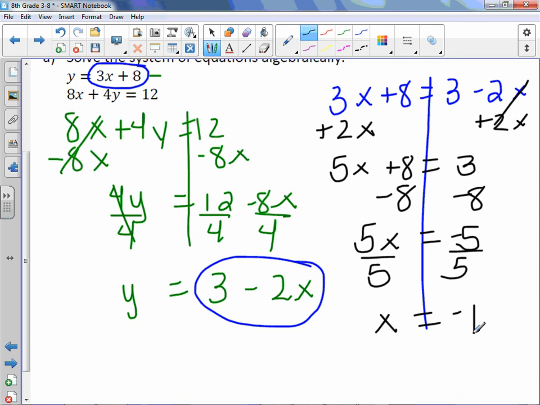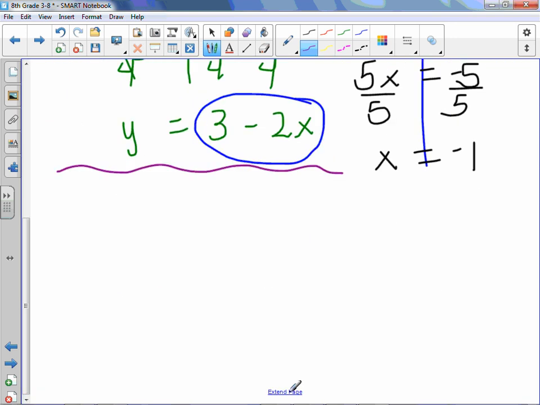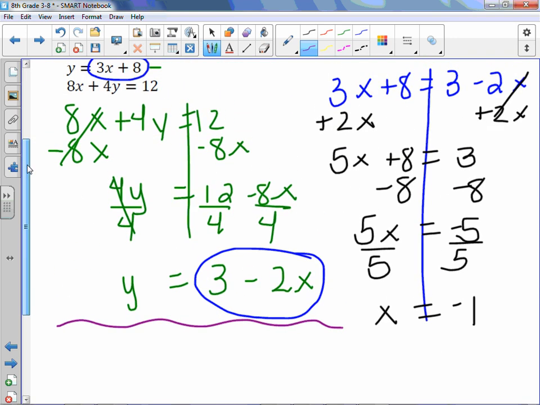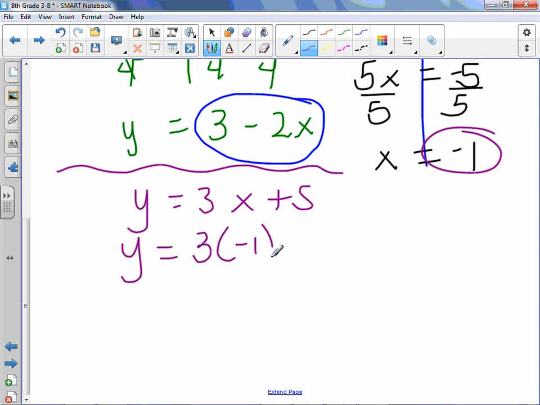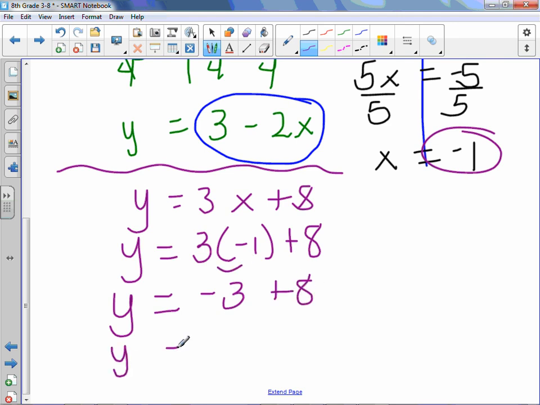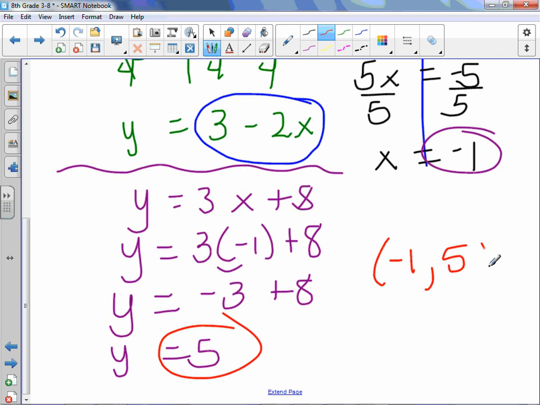Now that we have x, let's plug it into an equation, and I'll choose the first one. Again, doesn't matter which one you choose. y equals 3x plus 8. We are plugging in negative 1 for x. y equals 3 times negative 1 plus 8. y equals negative 3 plus 8. y equals 5. So as an ordered pair, x coming first, we have negative 1, comma, 5.